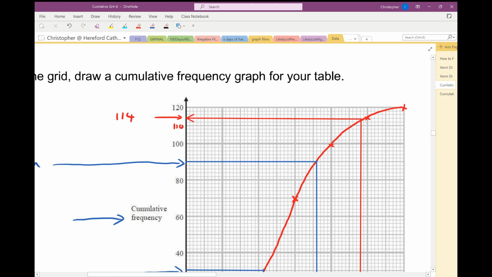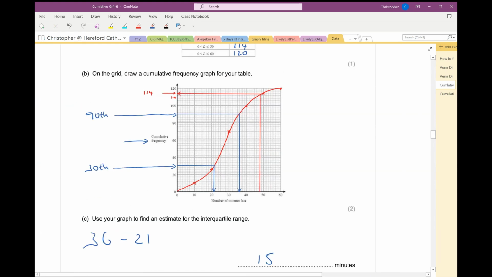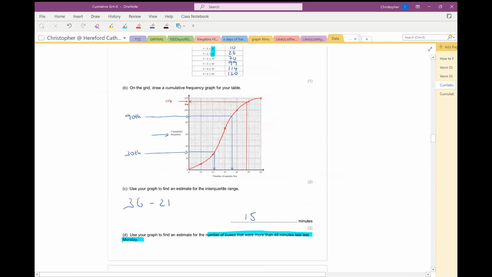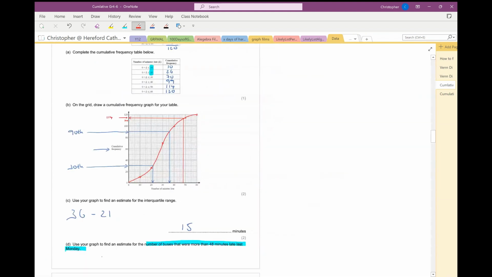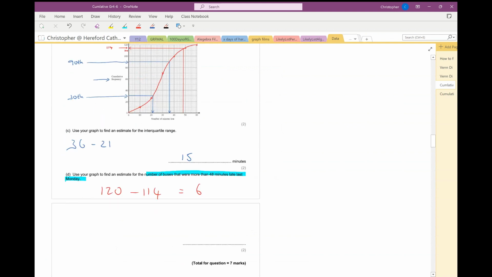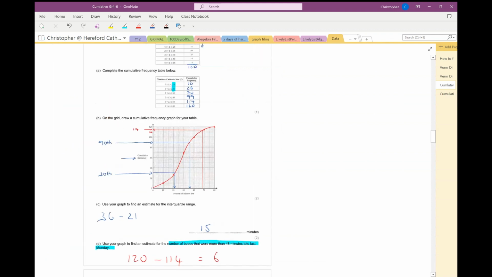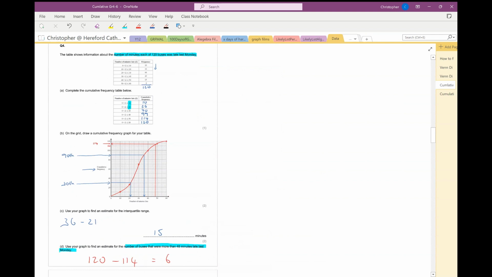So 114 buses were less than 48 minutes late, and there are 120 in all, so that means that there must have been 6 buses which are more than 48 minutes late. And that is the end of that question. You get 7 marks for that. Okay, 7 marks for question 4.